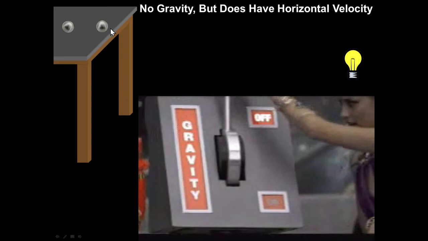But if the ball reached the end of the table and gravity was flipped off, the ball would just continue traveling in a straight line at a constant velocity, traveling the same distance every time. So this is what the ball would look like if it did have horizontal velocity but no gravity. This is what the ball would look like if it had no horizontal velocity but it did have gravity.